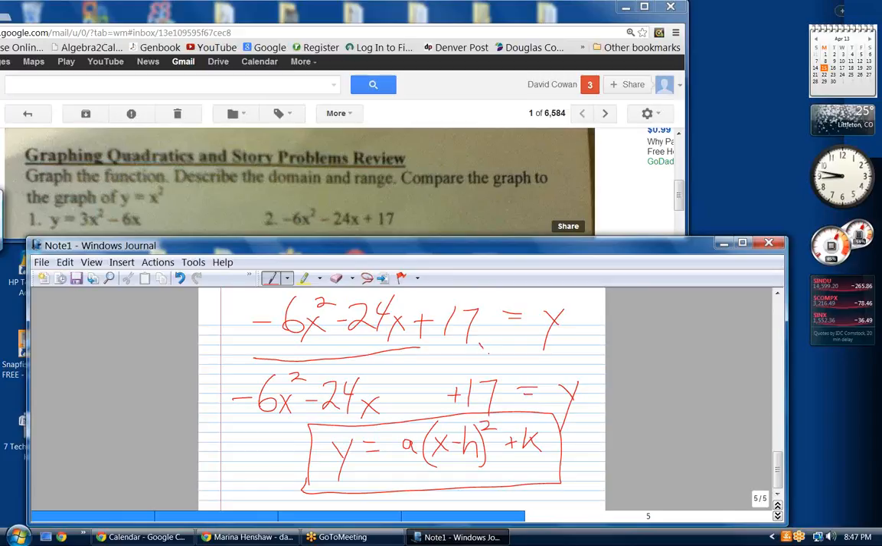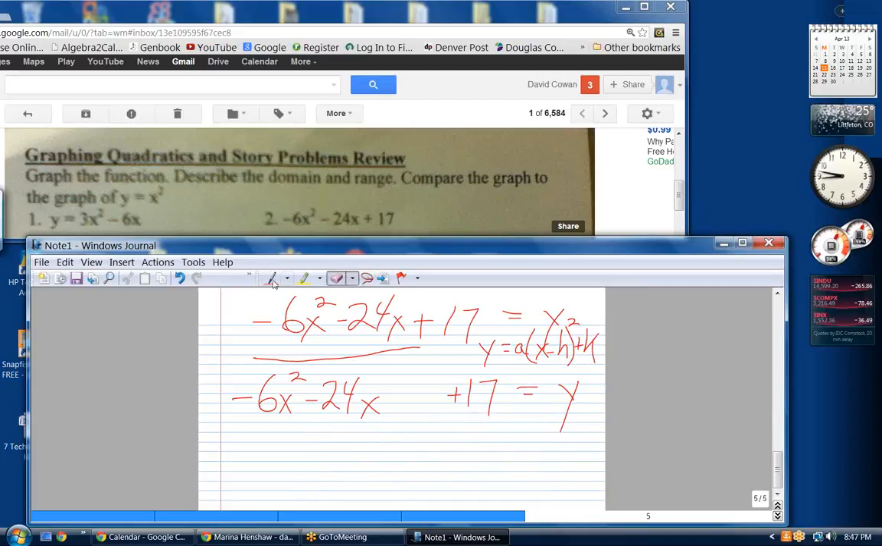Let me write this right above so you'll know what we're doing. Now, the secret, what's that? This is called the vertex format for a parabola or a quadratic right here. I want to get it so that it looks like y equals a times x minus some number, all squared, plus k. If I can make this look like that, then I will have it in vertex format, and I'll know where the vertex is.